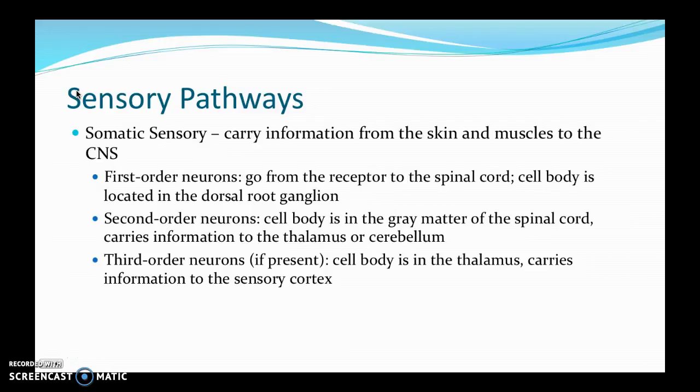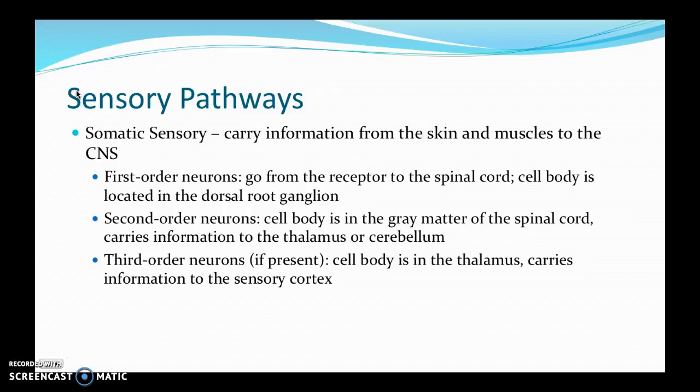The first order neuron goes from the receptor, such as a free nerve ending, to the spinal cord. These are the unipolar neurons whose cell bodies are located in the dorsal root ganglion. From there, the second order neuron carries the information up the spinal cord to the thalamus or cerebellum. The cell body of this neuron is in the gray matter of the spinal cord.